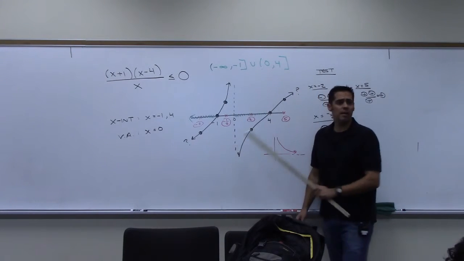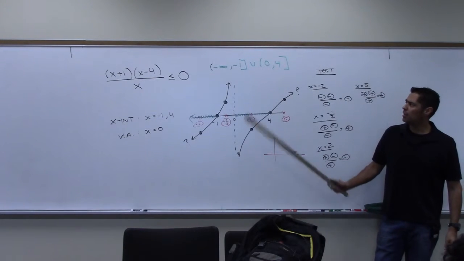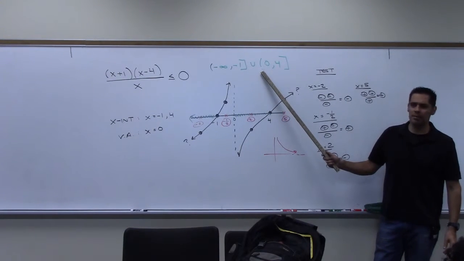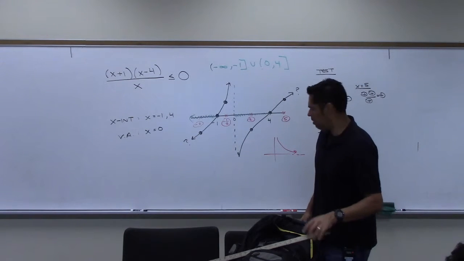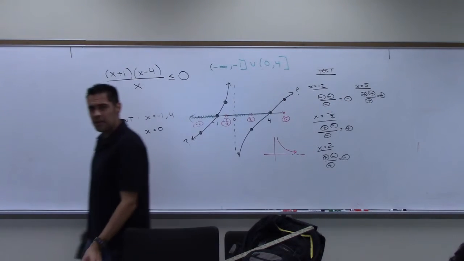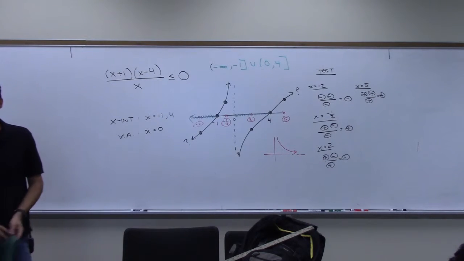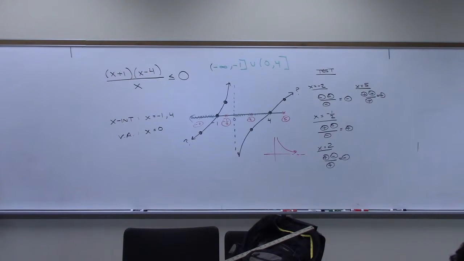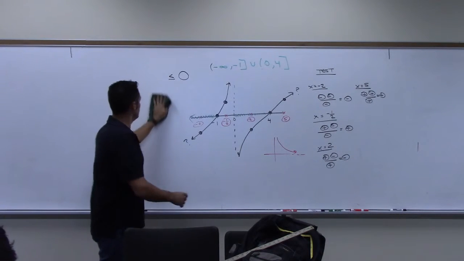All right, do I need to explain or clarify any parts of this? Like why it's a bracket here and a parenthesis? Okay, good. Well, I think number C is pretty straightforward. But let's look at D. D is a little bit of a pain, all right? D is a bit of a pain.